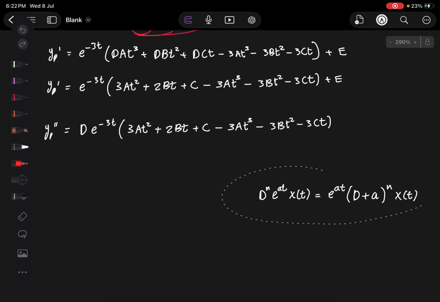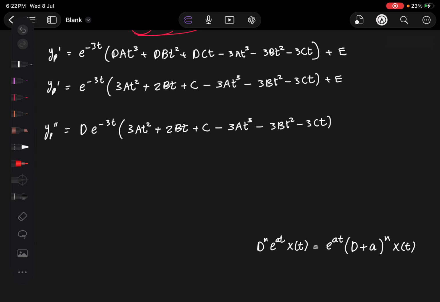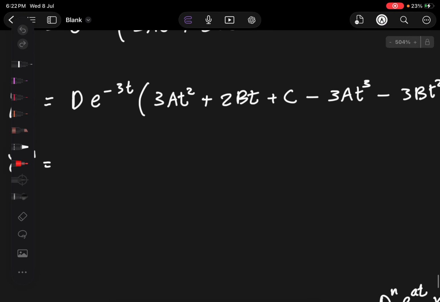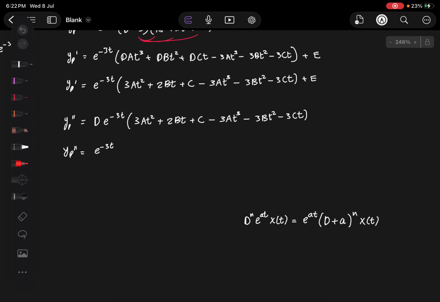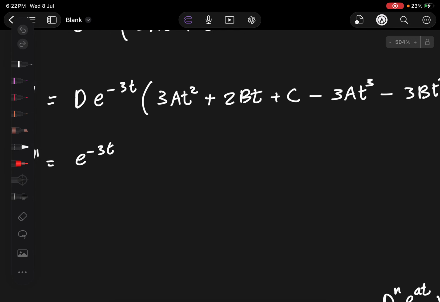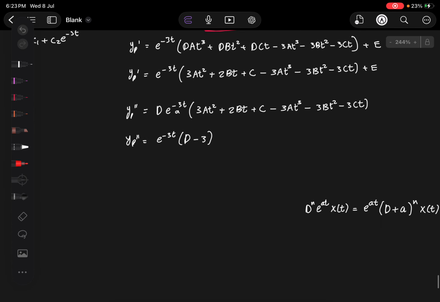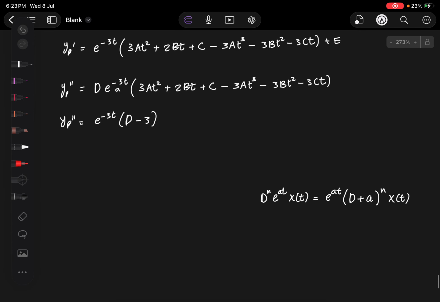We apply the same rule. Yp double prime equals the same e, so that's e to the negative 3t times D plus a. What's a here? It's the thing here, so D plus minus 3, so minus 3. Now what's the power of the derivative we're taking? It's 1, so it's 1.